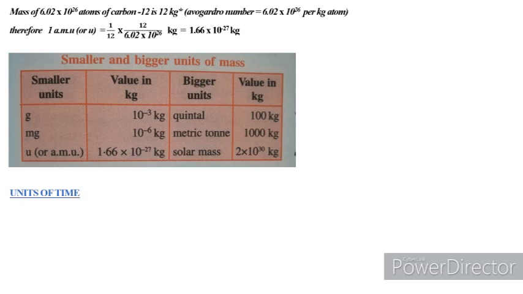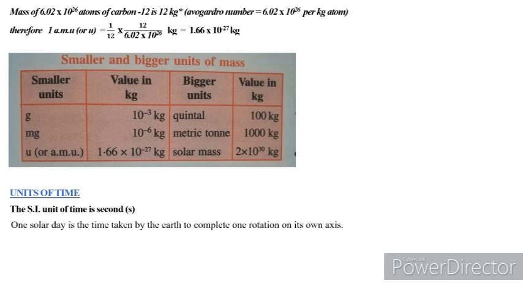Now the next topic is the unit of time. The standard unit of time is second, and 1 solar day is the time taken by the earth to complete one rotation on its axis. That is what we have to just remember about a day.